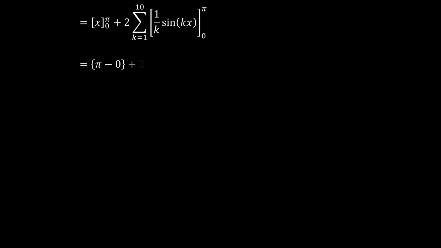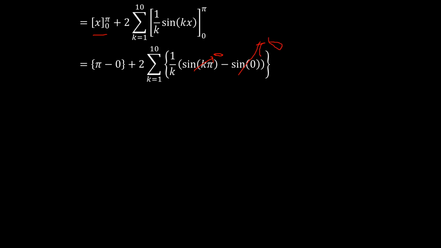So this first part is the same as pi minus 0, and the second part is twice the summation from k equals 1 to 10 of 1 over k of sine of k pi minus sine of 0. So if k is an integer, which it is, sine of an integer times pi is going to be 0. So this is 0, and this is 0. And so this becomes pi plus twice 0, which becomes just pi.